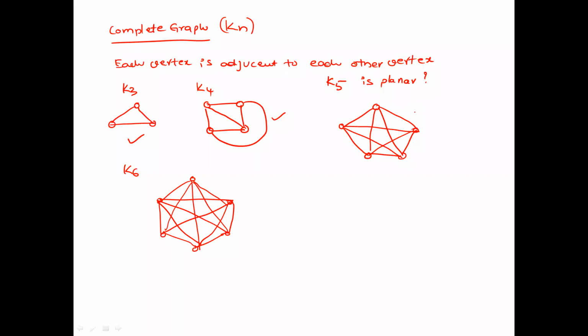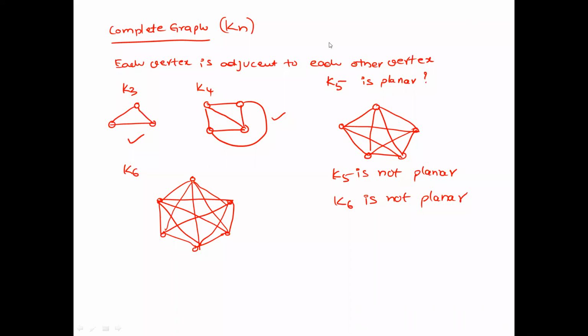No, sir. K5 cannot be planar, because K5, you just try. K5 is not planar. And of course, even K6 is not planar. So all these things will be asked in some short answer questions also.